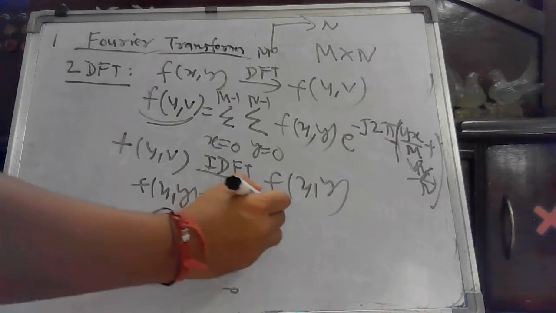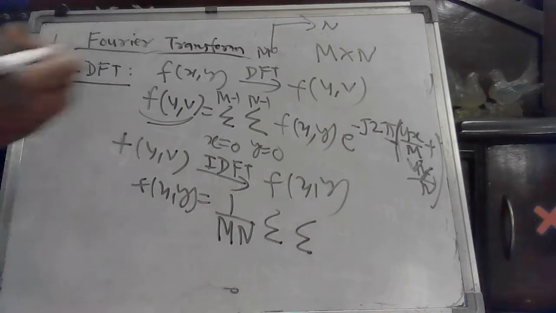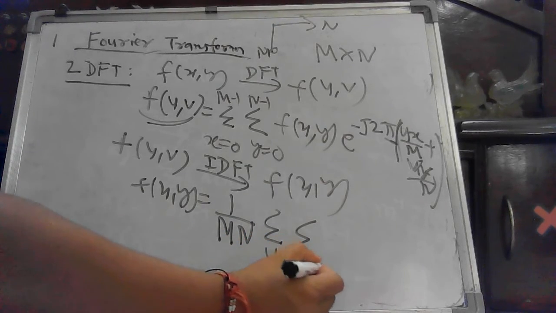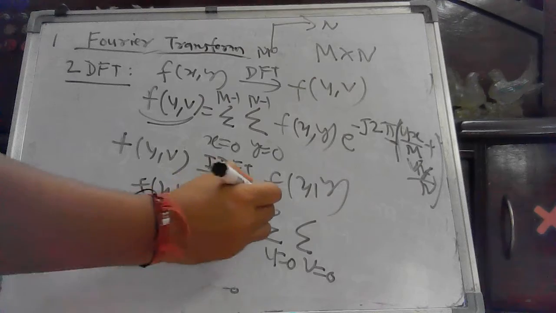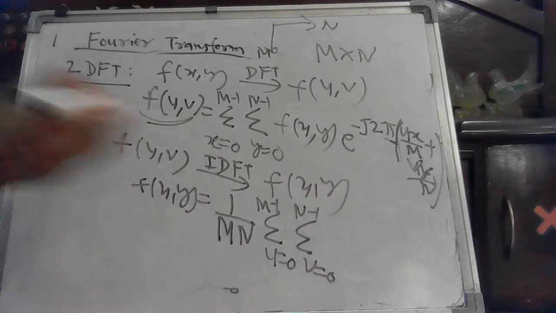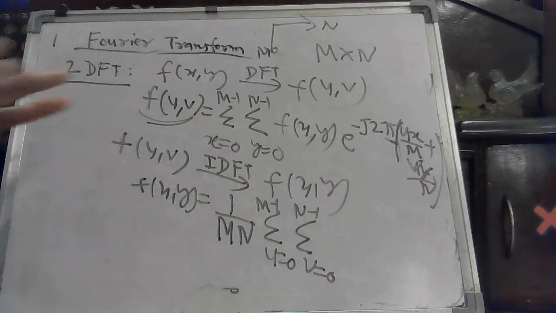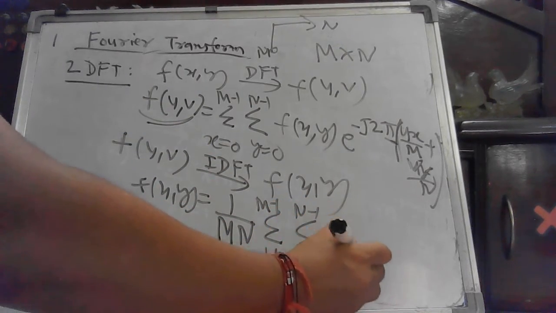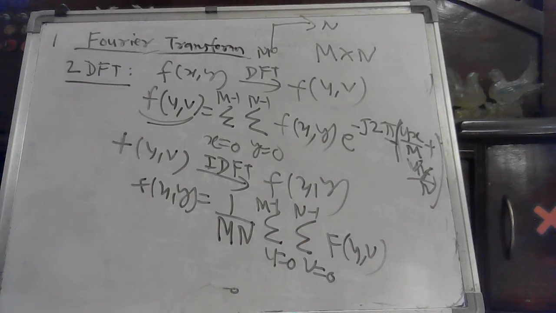MN, and then again 2 summations, the same way, u and then v. U will be varying from 0 to M minus 1. V will be varying from 0 to N minus 1. Just reverse it. Very simple. Nothing is complex here. Your signal is in u, v form, so you write it down, because you are now getting your original signal in modified form x, y.